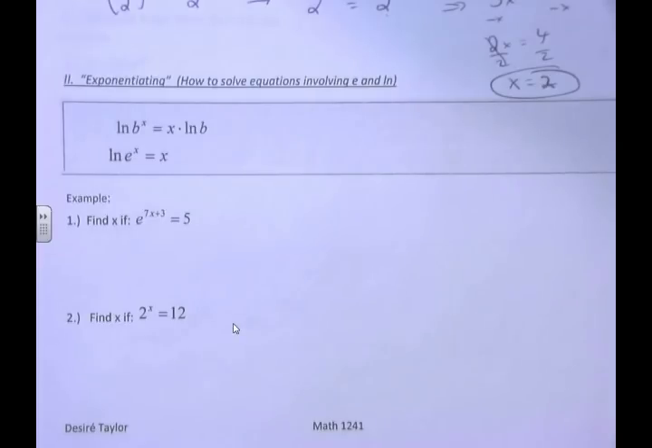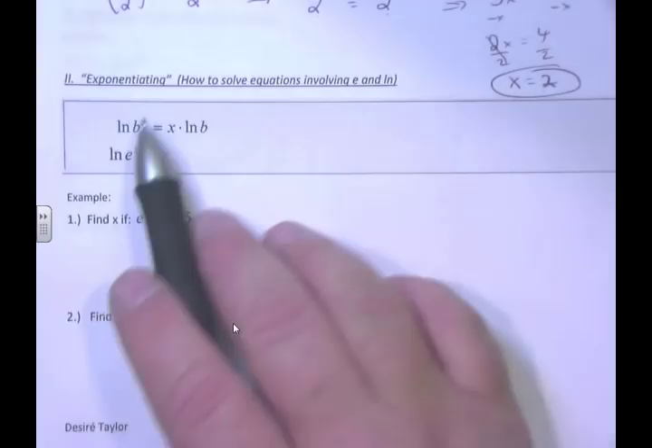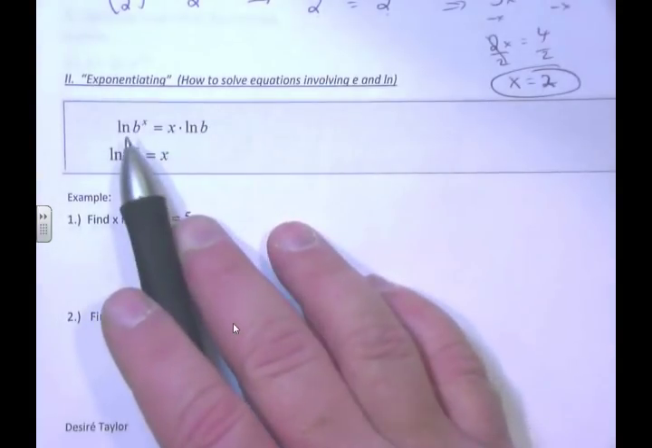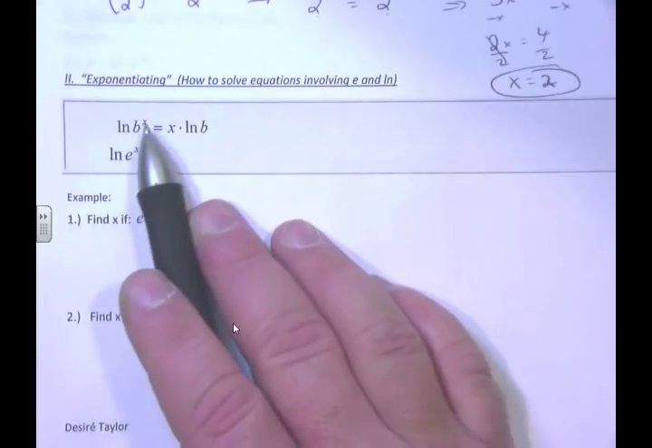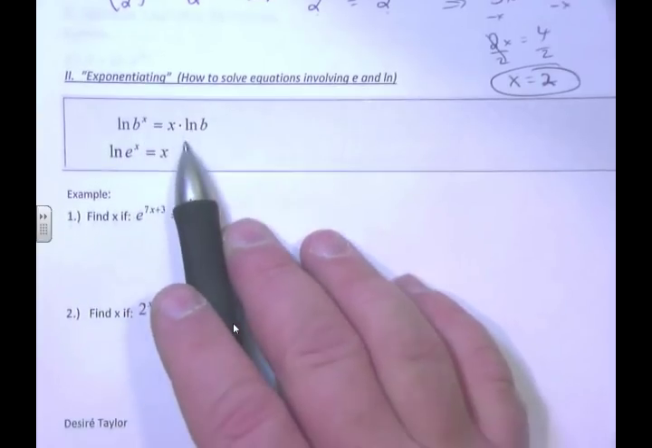So you'll see me use the natural log a lot. A couple of properties here about this natural log. If I have the natural log of b raised to the x, because this is a logarithm, where do exponents get to go?